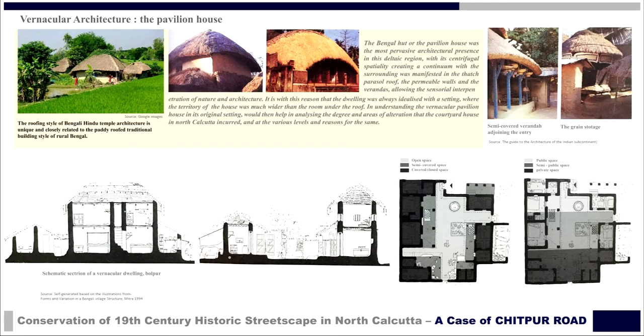Architectural evolution and development. The vernacular architecture of Bengal, the hut or pavilion house, is the most pervasive architectural presence in the Deltic region. Understanding the vernacular pavilion house in its original setting would help in analyzing the degree and areas of alteration that the courtyard houses in North Kolkata have gone through, and the various levels and reasons for the same.